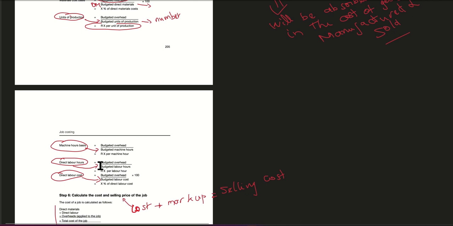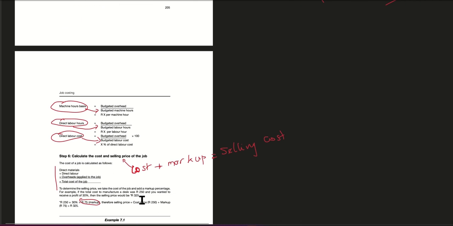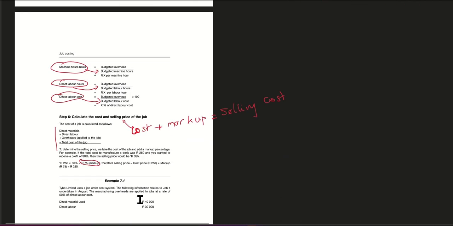the manufacturing overhead cost, to the actual job, right? So the final step obviously will be to calculate the cost and selling price of the job, right? What is the cost and what is the selling price? When we say what is the cost, we mean what is the total cost for that specific job, right?